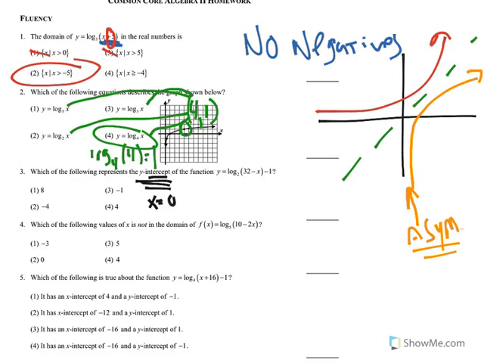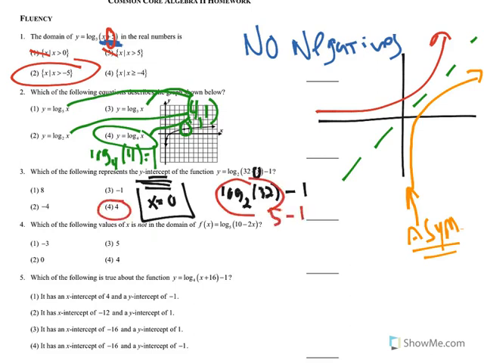Here you go, question number 3. Which could represent the y-intercept of that function? Y-intercepts happen when x equals 0. I left that little note right there. Let's plug in a 0 for x. Well, that's nice and easy. Log base 2 of 32 minus 1. If you're getting good at evaluating logs, you will know that this just equals 5, and 5 minus 1 is 4 right there. Pretty easy.